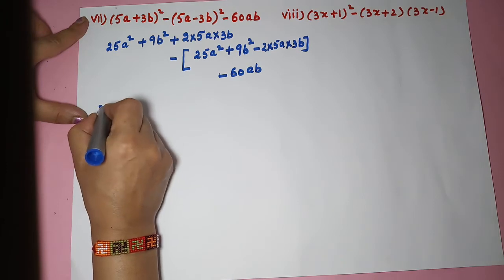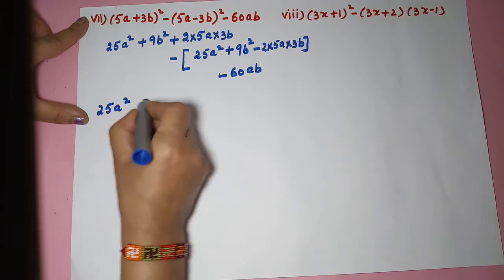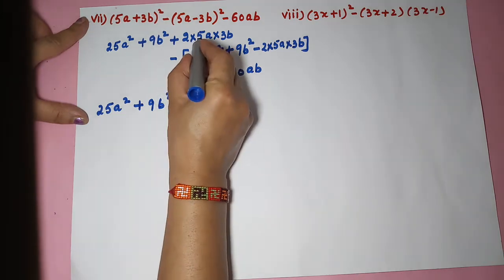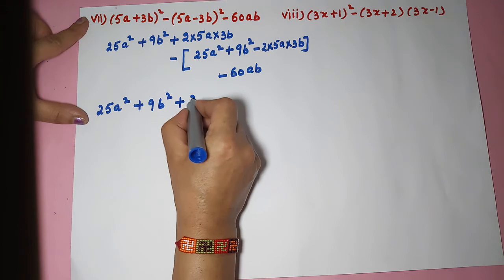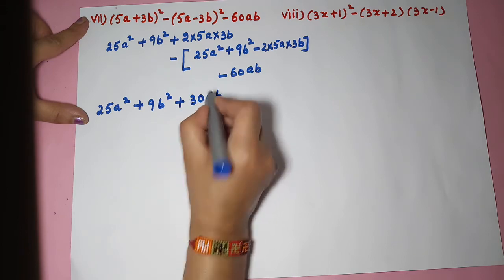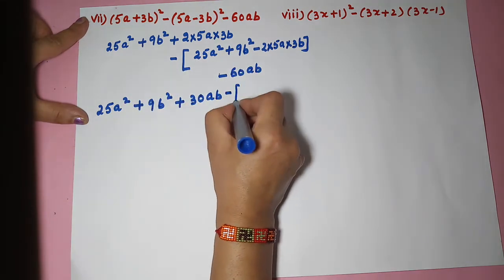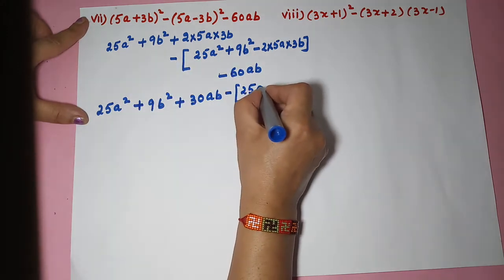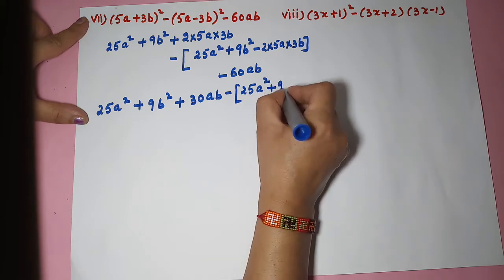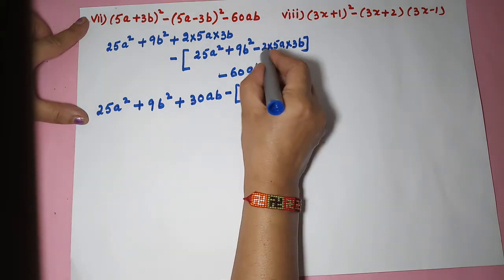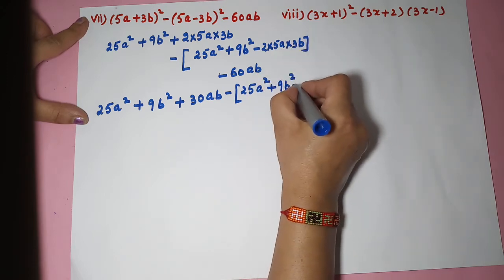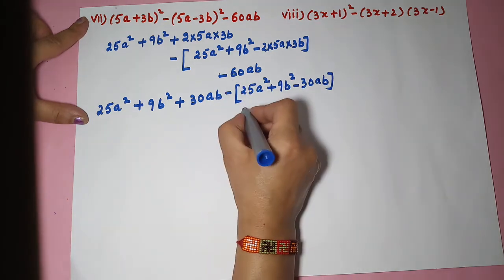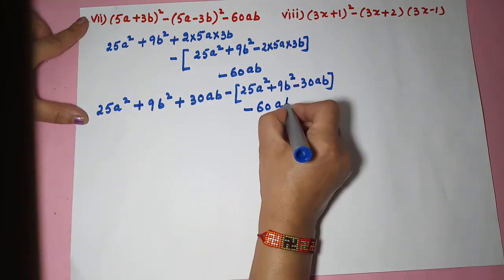So we will get 25a square plus 9b square plus 5 2s are 10, 10 3s are 30ab. Here we will simplify it first and then multiply by negative sign. So we will get 25a square plus 9b square minus 5 2s are 10, 10 3s are 30ab. Fine. And then we have this minus 60ab also.